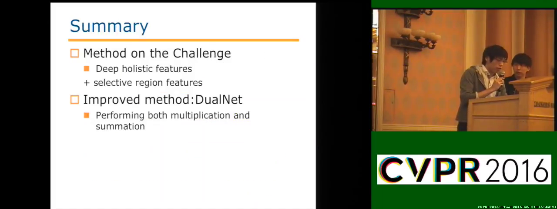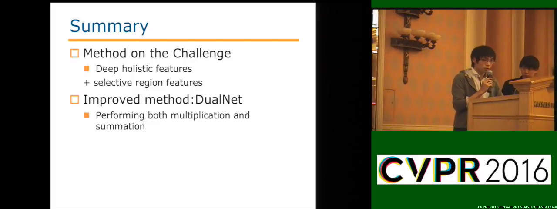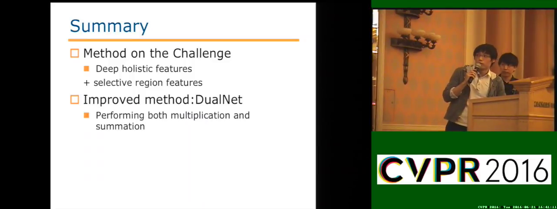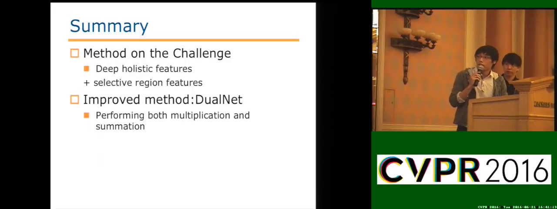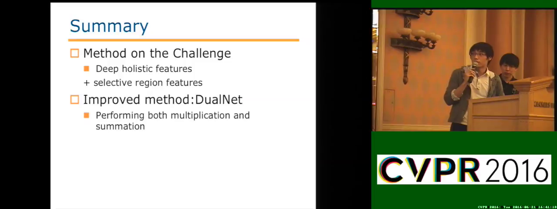I will make a summary of our presentation. We presented the method we used in the challenge. We used holistic features and deep holistic features and region features. We used region features to extract more local features, which we wanted in this challenge. And furthermore, I introduced the improved method after this challenge. We reconstructed the network to perform both multiplication and summation in its network.